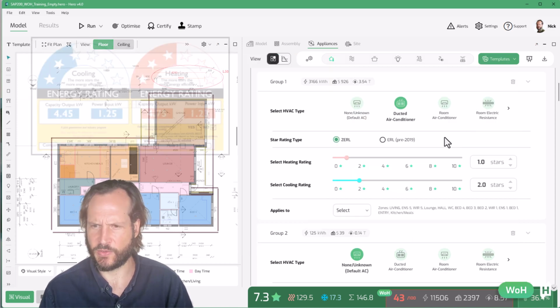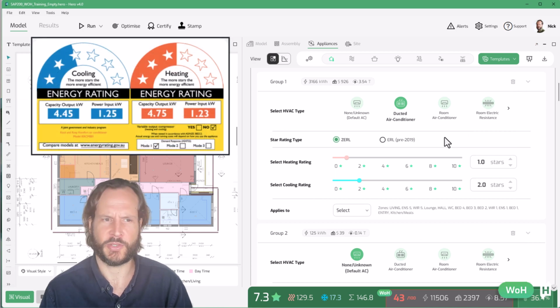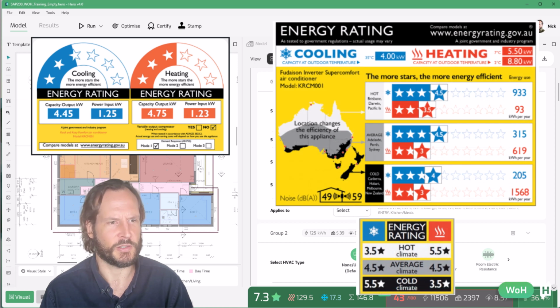So let's explain this ZERL and ERL. So this is old ERL. It was used on ACs pre-2019, and this is young ZERL HEMA that was introduced a few years ago.